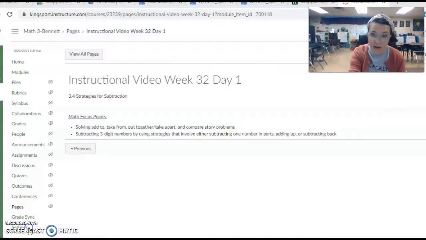Well, I'm excited to be back with you today, and we are going to be reviewing our strategies for subtraction. But before we begin our day today, let's review our math focus points. So today we are going to be solving add to, take from, put together, take apart, and compare story problems. We also are going to be subtracting three-digit numbers by using strategies that involve either subtracting one number in parts, adding up, or subtracting back.